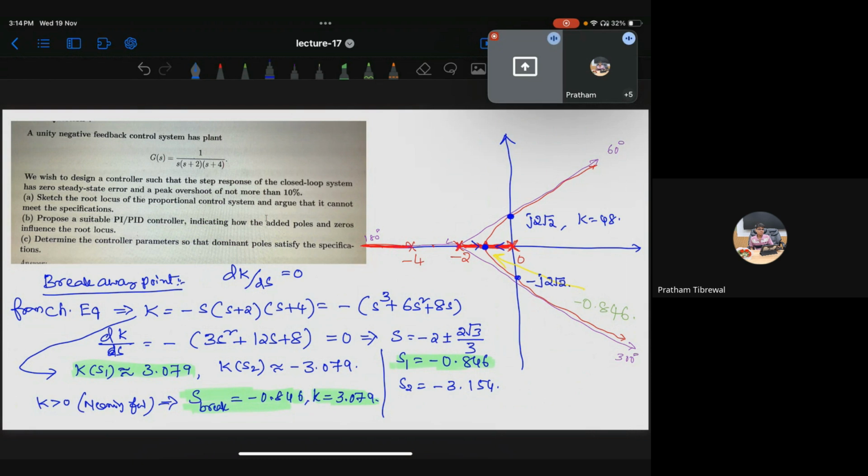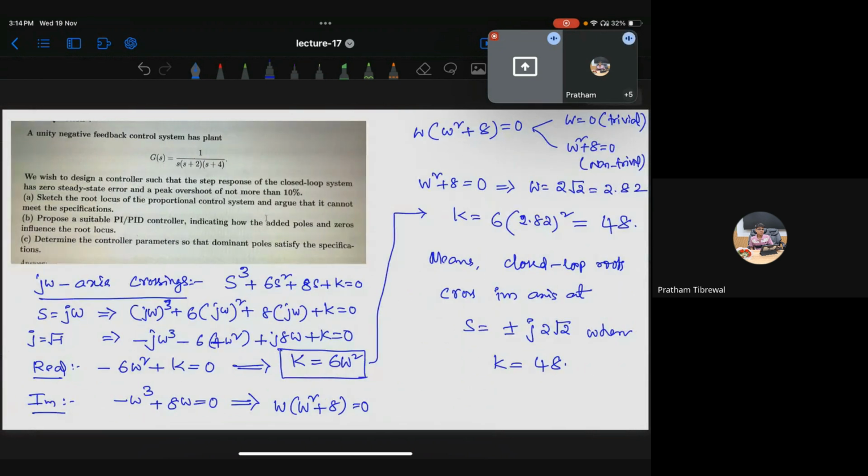So first we consider the breakaway points. This is the point we are trying to find, and it happens when K is equal to 3.079. Next, the j omega axis crossing point, which occurs when K is equal to 48.